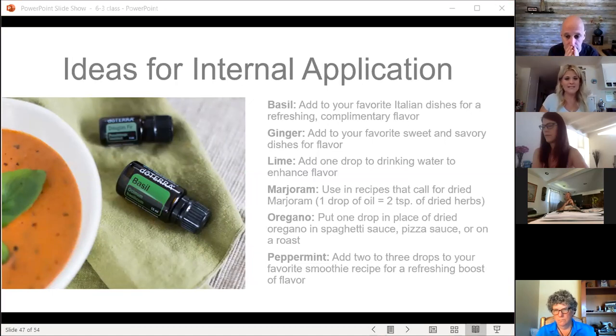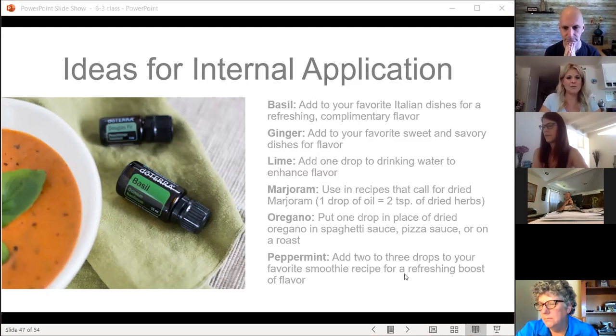You can always add more, but taking the essential oil out is impossible. So you don't want to overdo it, because I have done that and ruined a huge pot of ratatouille once, and it was gross. Anyways, ginger I have every single day in my apple cider vinegar water that I drink. It is great. Also adding it to those sweet and savory dishes.